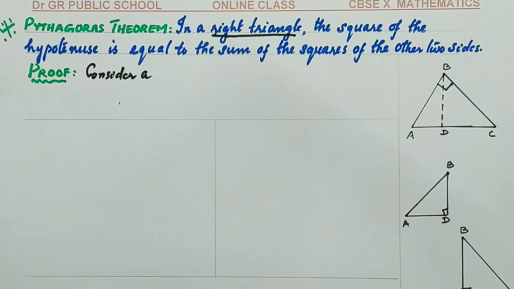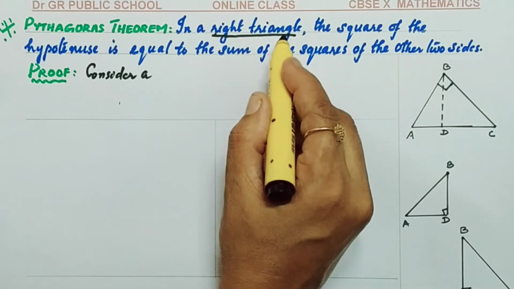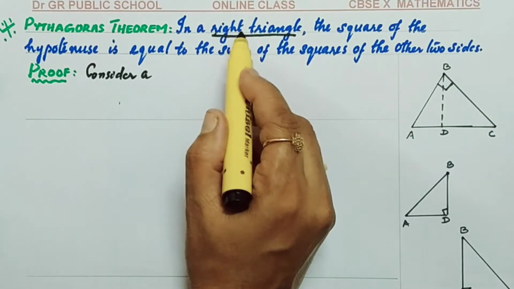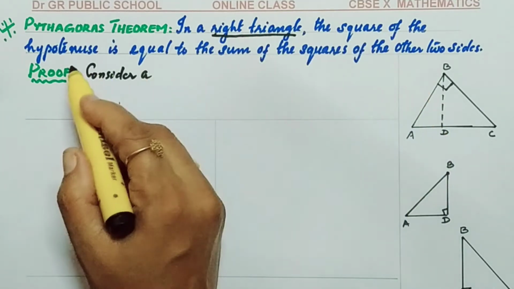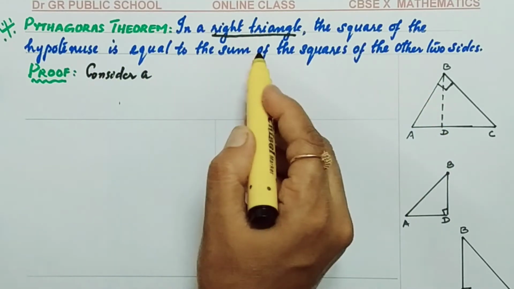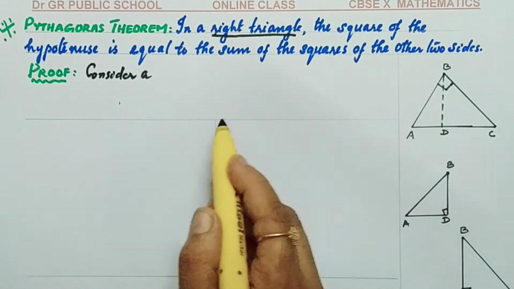Now we are going to study Pythagoras theorem. The statement is, in a right triangle, the square of the hypotenuse is equal to the sum of the squares of the other two sides. You have already studied Pythagoras theorem and its proof in class 9. Okay, let us discuss that theorem again. Pythagoras theorem can be applied only in a right triangle. The square of the hypotenuse is equal to the sum of the squares of the other two sides.